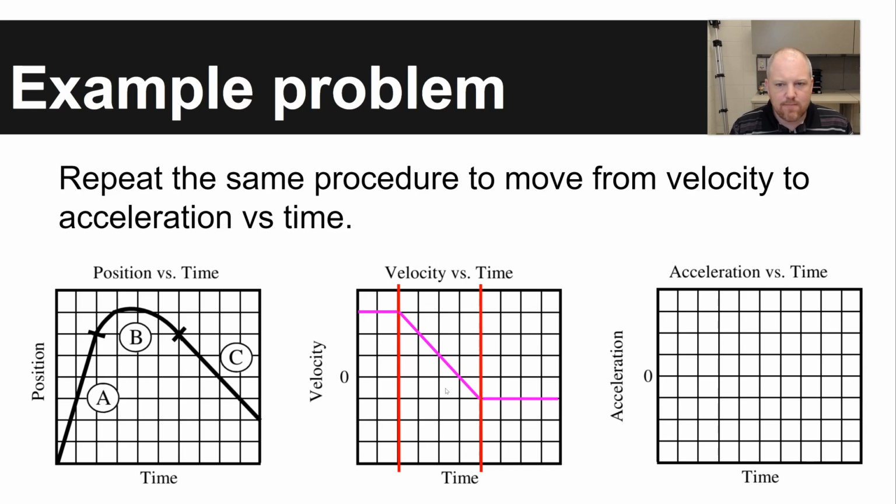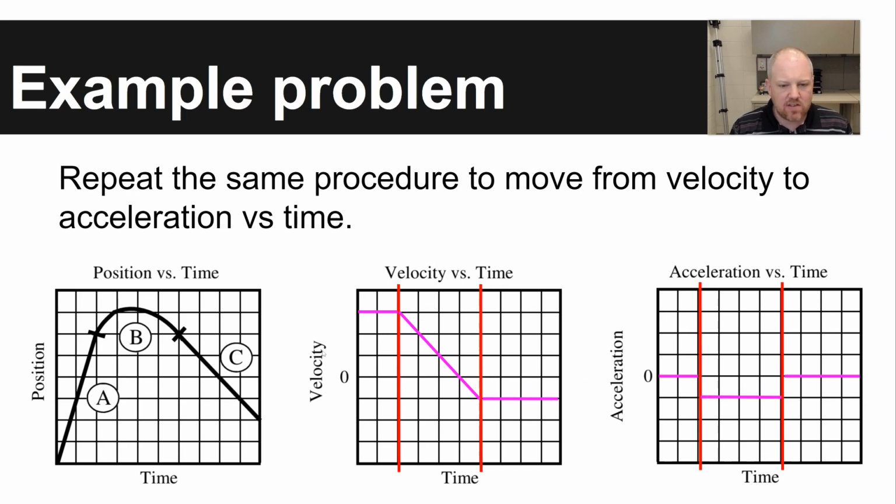You can do this exact same procedure to move from your velocity to acceleration versus time graph. So I'd say go through, try this yourself, see if you come up with the correct answer. But repeat those steps. And what you come up with for an acceleration versus time graph should be what you see right here. Because our flat section became flat at 0, our slope section has a slope of -1, and so you have a flat section at -1 here, and then a flat section becomes flat at 0.